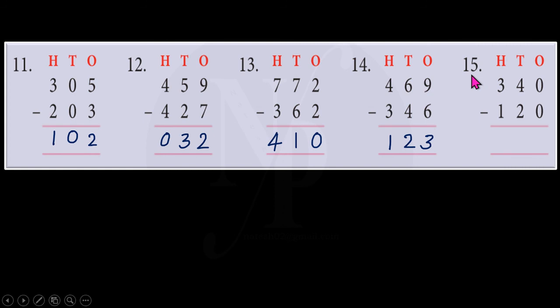Question number 15. 340 minus 120. Subtracting 0 from 0, you get 0. Subtracting 2 from 4, you get 2. And on subtracting 1 from 3, you get 2. Therefore, 220 is the difference of 340 and 120.